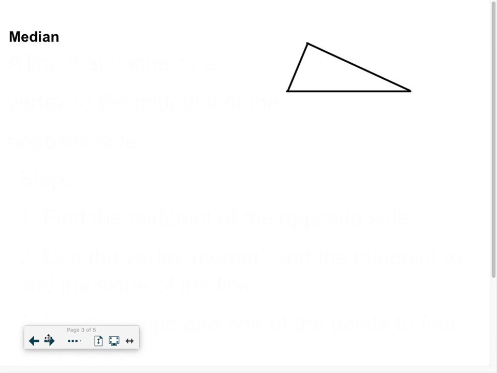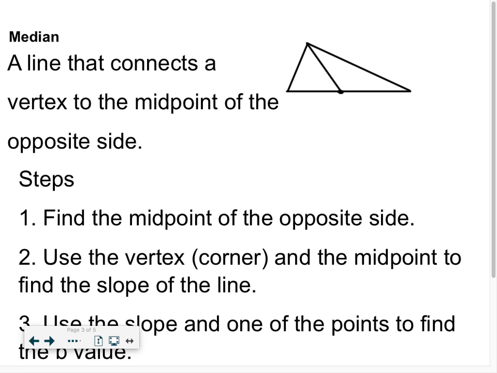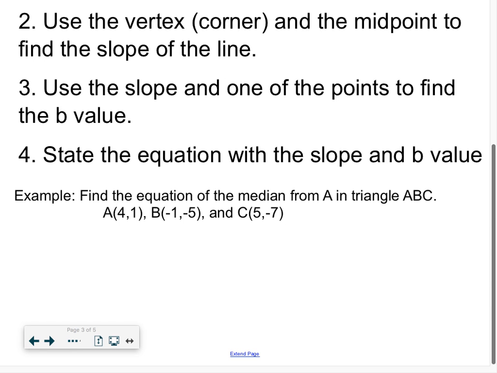Next, median. The median is a line that connects the vertex, or an end, of a triangle to the midpoint of the opposite side. A vertex is just a fancy word for one of the points of the triangle. The steps are: find the midpoint of the other side, use a vertex and that midpoint to find the slope of the line, then use your vertex and your slope to find the b value and state the equation. You can also use your midpoint to find your b value too.